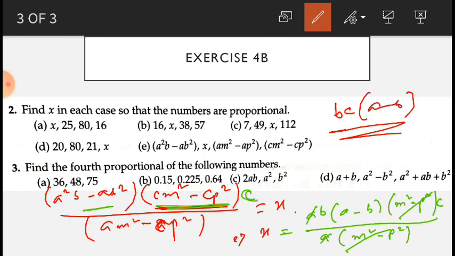So that is the end of question number 1 and 2. The skipped ones will be your homework.